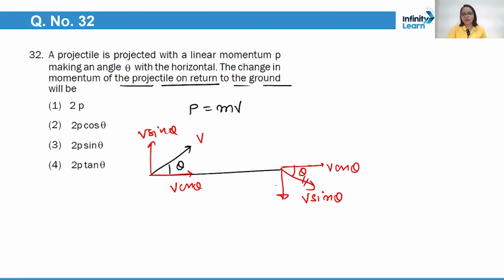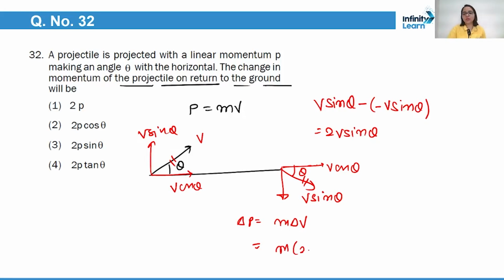Velocity will change along the y-axis, and that is V sin theta minus of minus V sin theta. Both are opposite, so let's take one as positive, one as negative. So this is 2V sin theta. So change in momentum delta P will be M delta V, which equals M into 2V sin theta, which is 2 times mv sin theta. mv is P, so it is 2P sin theta, and the correct answer is option 3.